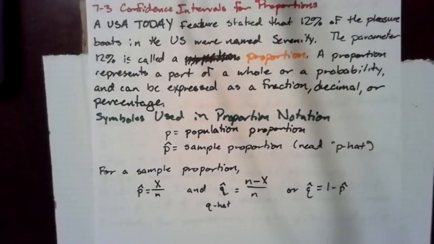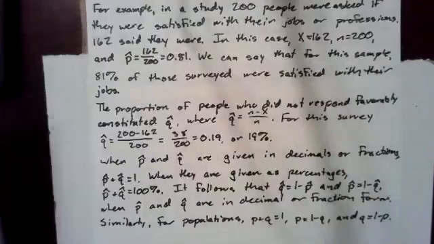P is the population proportion. P with this little caret symbol over it is the sample proportion, and we read that as P hat. For sample proportion, P hat is equal to X over N, and Q hat is N minus X over N. We can also say that Q hat is equal to 1 minus P hat.